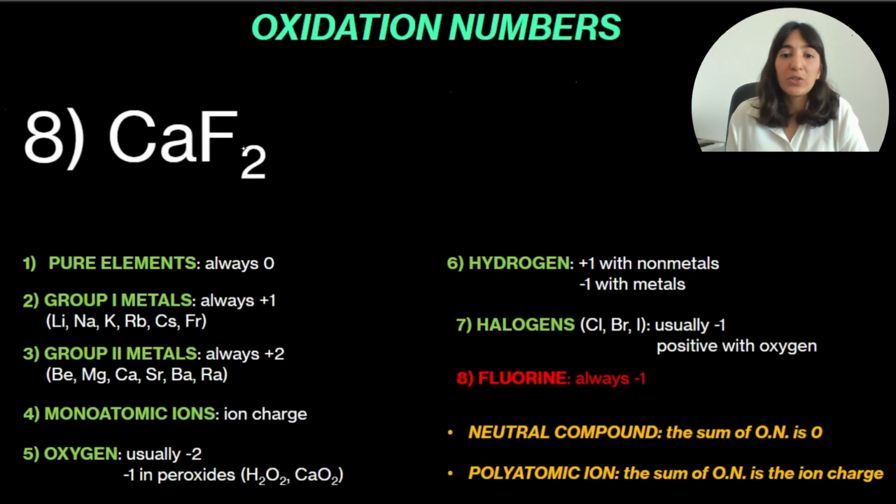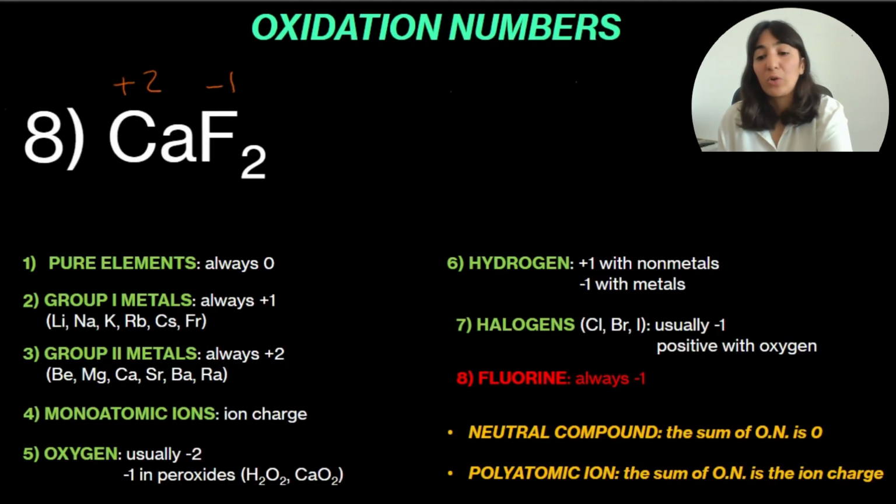CaF2, the oxidation number of fluorine in a compound is always -1. And calcium is a group 2 metal and its oxidation number is always +2 in a compound. And again, this makes sense because 2 times 1, which is the number of calcium atoms we have, is 2, minus 2 equals 0, and CaF2 is a neutral compound.